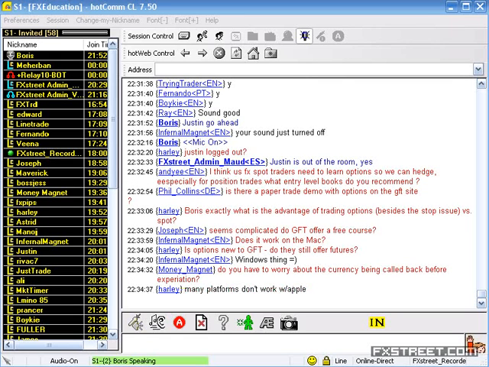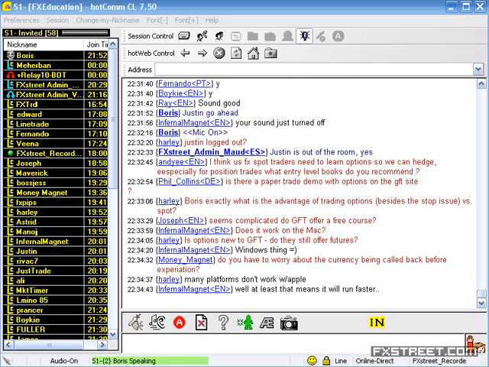Does GFT still offer futures? I'm not sure whether we offer futures at this point for North American clients. I think we may have stopped doing that.